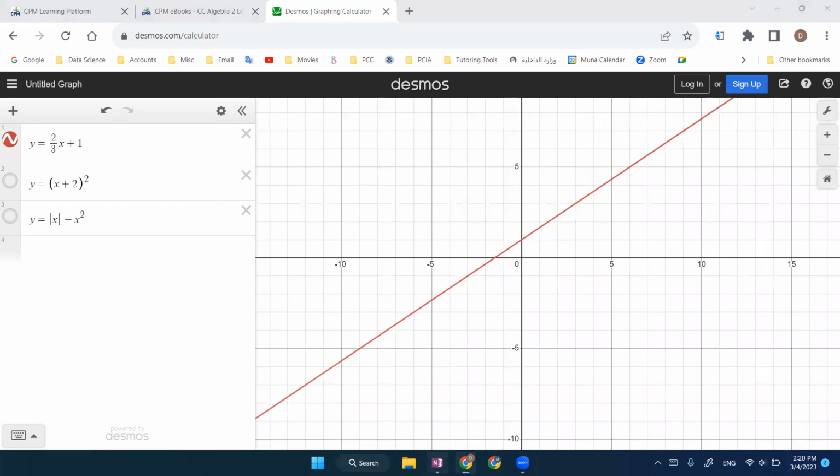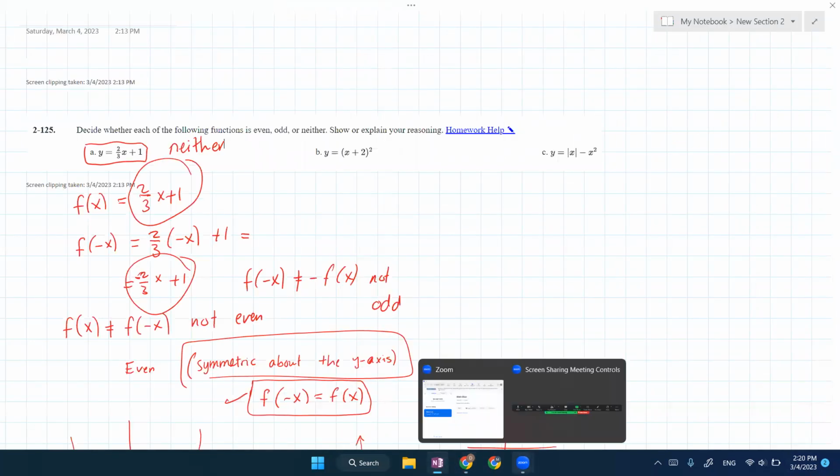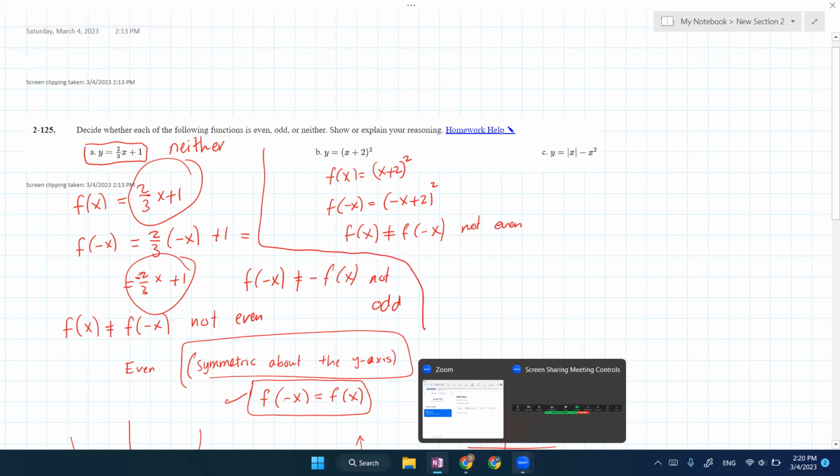Let's talk about the second one. For this one, we need to know f of x, which is x plus 2 squared. And we need to know f of negative x. This is negative x plus 2 squared. Obviously, these are not the same. So the function is not even, which means it is not symmetric about the y-axis, as we will see in a second in the graph. Also, f of negative x is not equal to negative f of x. Not equal. So the function is not odd. So again, this function is neither.